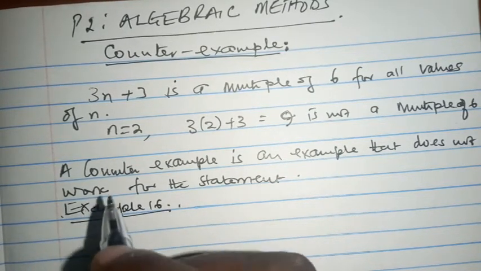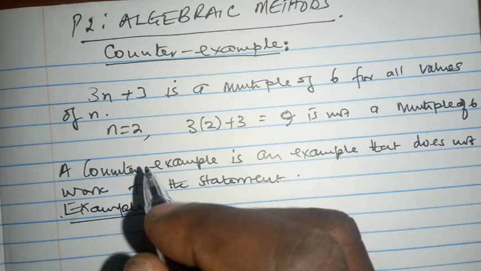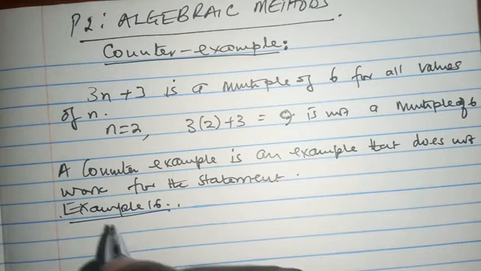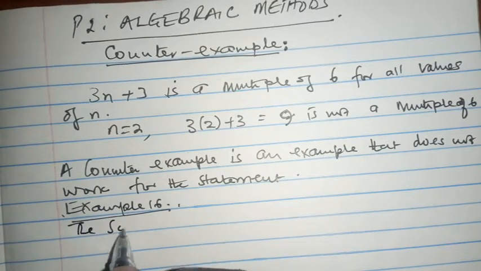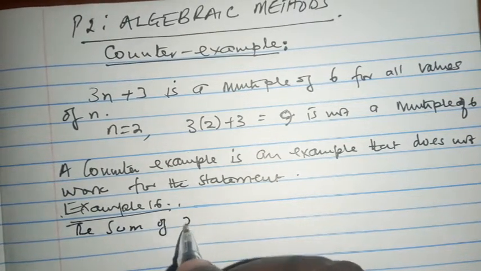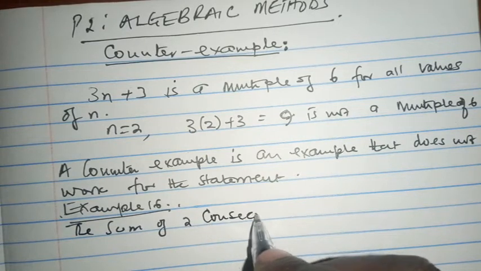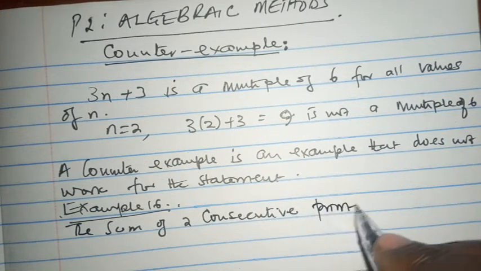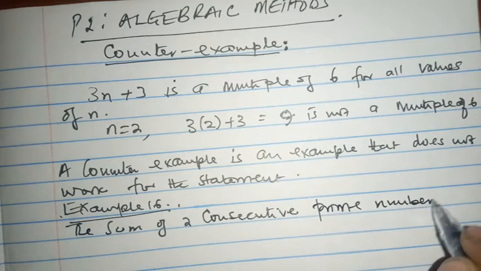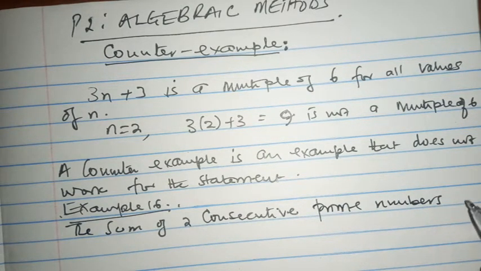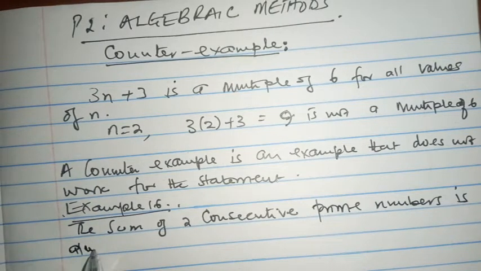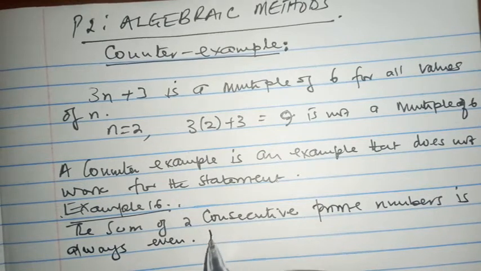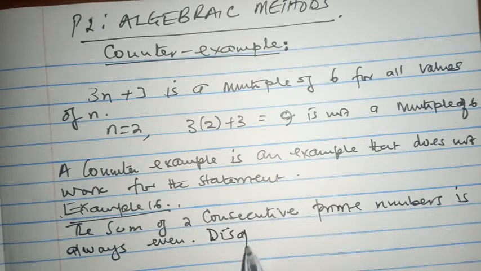And I want us to just go to example 16. Prove that the following statement is not true: that the sum of two consecutive prime numbers is always even. Well, let's disprove this.